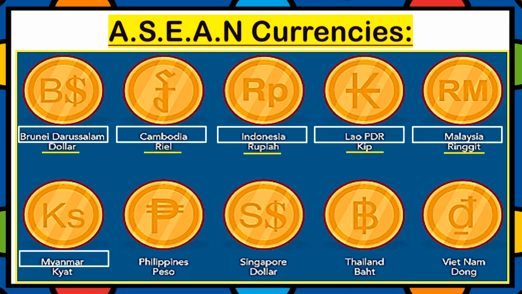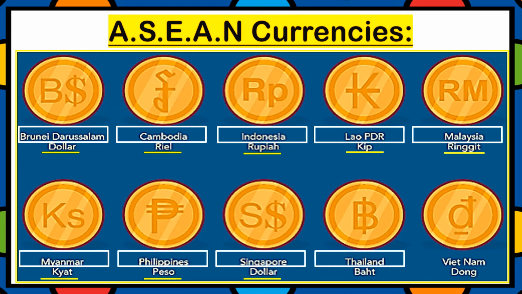Next, we have Myanmar, the currency is the kyat. Next, the Philippines, the currency is the peso. Next, Singapore, the currency is the Singapore dollar. Next, Thailand, the currency is the baht. And the last one, Vietnam, the currency is the dong.